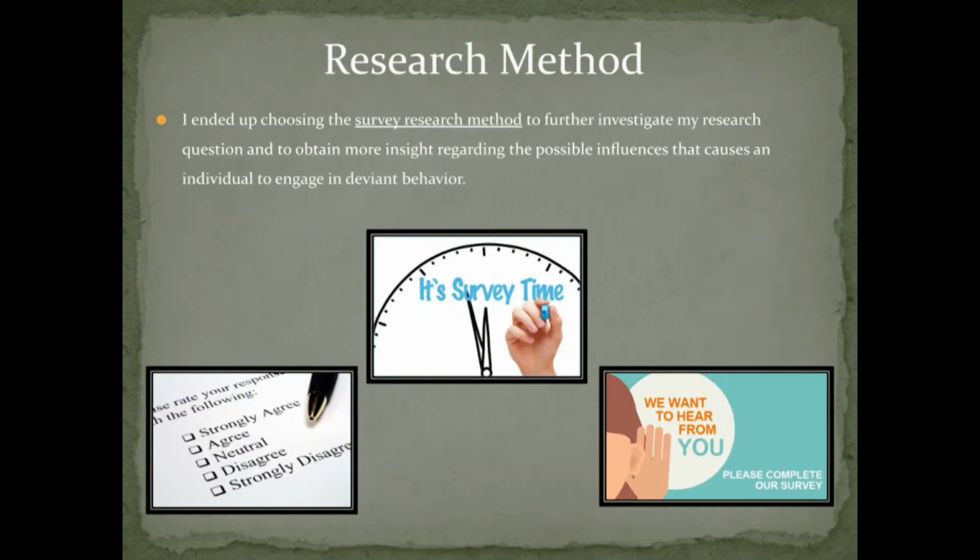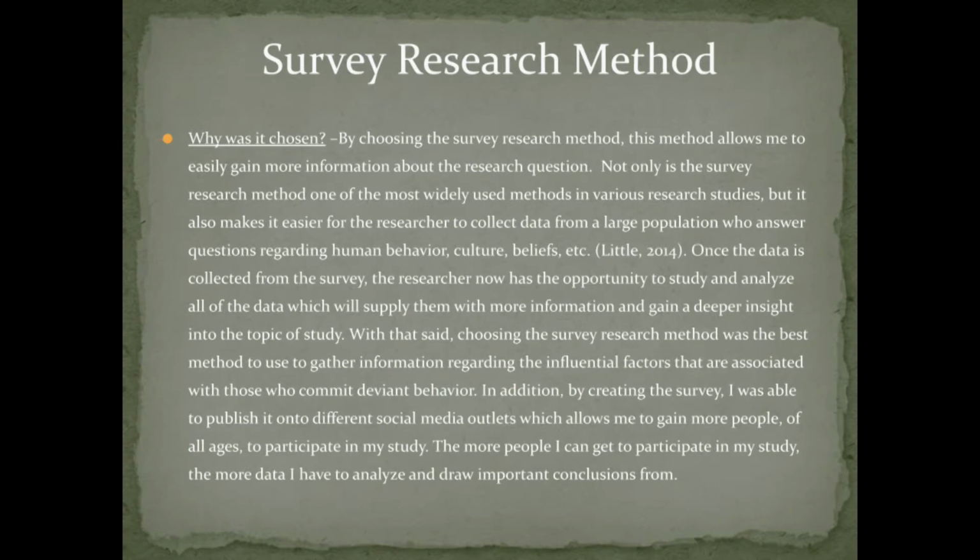So now for the research method. I ended up choosing the survey research method to further investigate my research question and to obtain more insight regarding the possible influences that cause an individual to engage in deviant behavior. So, the survey research method. Why was it chosen? By choosing the survey research method, this method allows me to easily gain more information about the research question. Not only is the survey research method one of the most widely used methods in various research studies, but it also makes it easier for the researcher to collect data from a large population who answer questions regarding human behavior, culture, beliefs, etc.